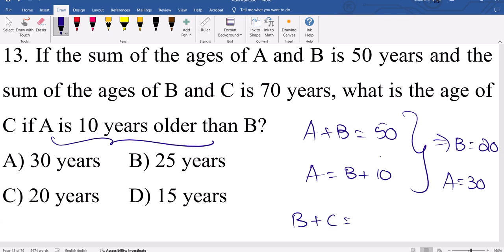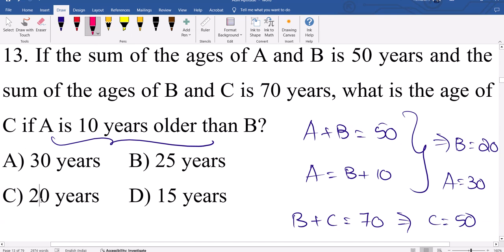Ignore about options. That's what I am telling you. There might be some mistakes in options. C is nothing but 50. Okay, 50 is C. Check whether you got 50 or not. Ignore about options. That's okay.